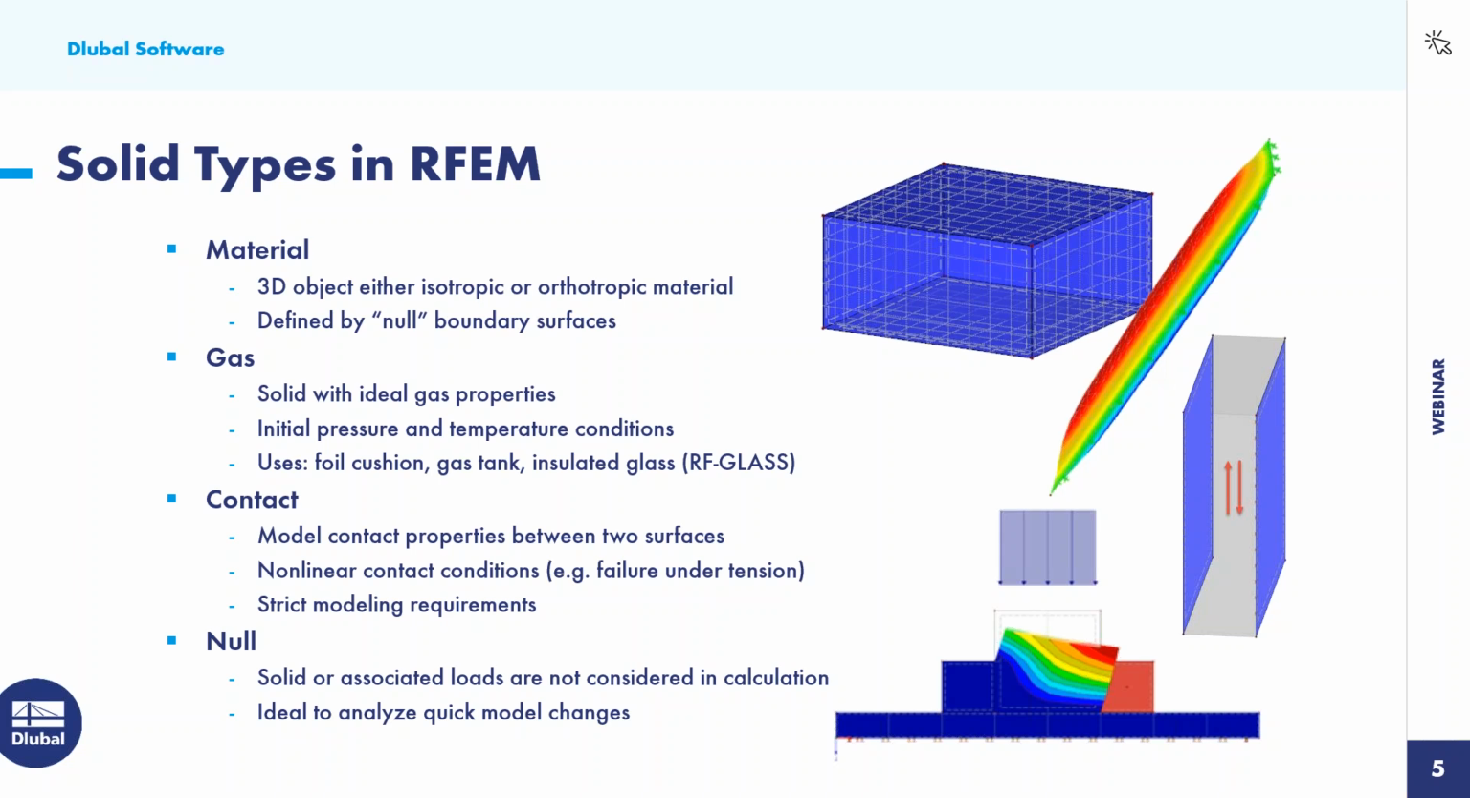Essentially, when we set a solid to null, which we can see over here on the right-hand side with this picture, this red solid is set to null, then the solid itself and any associated loads are not considered in the calculation. We might want to use this option to quickly make changes within our model and to run the calculation without considering the solid, but then we can reactivate it without having to redraw it again.